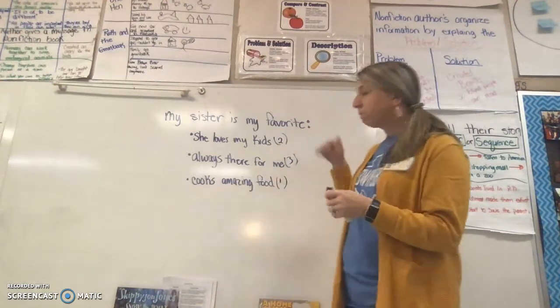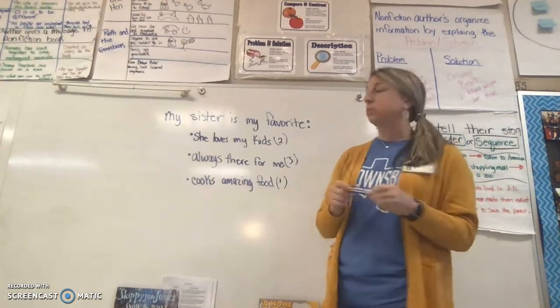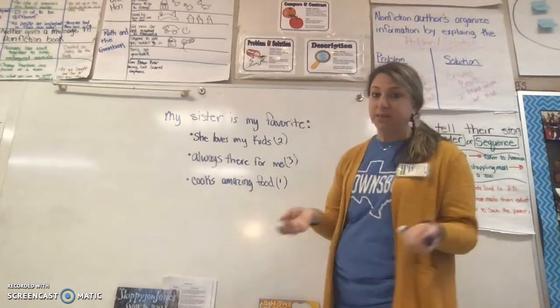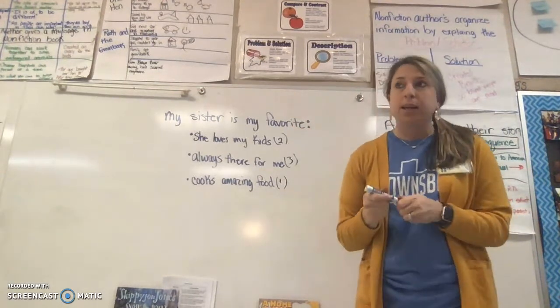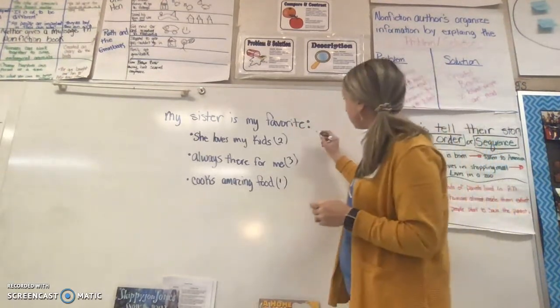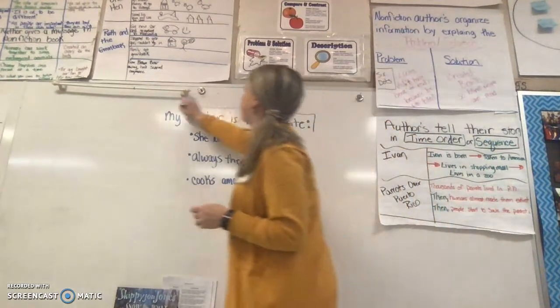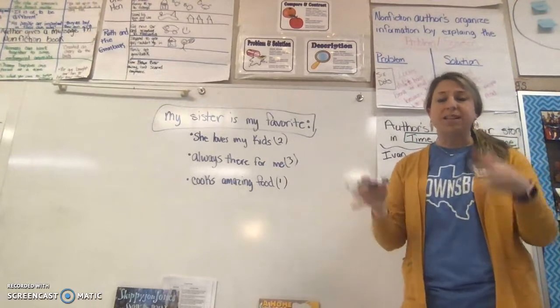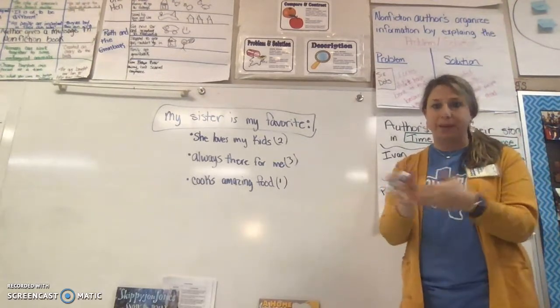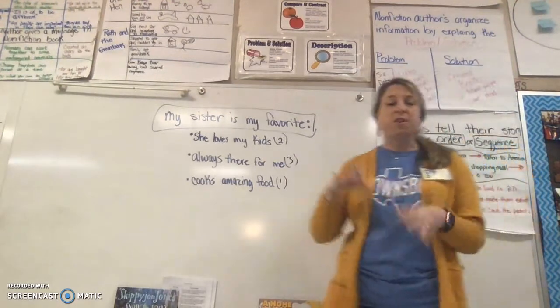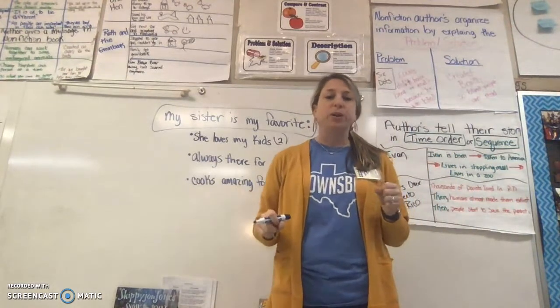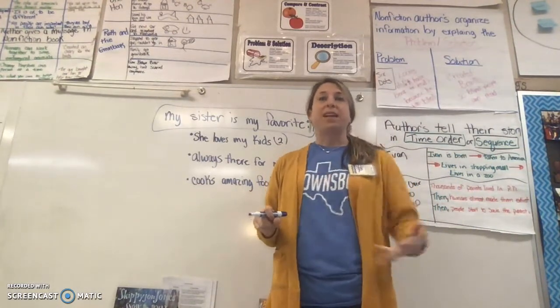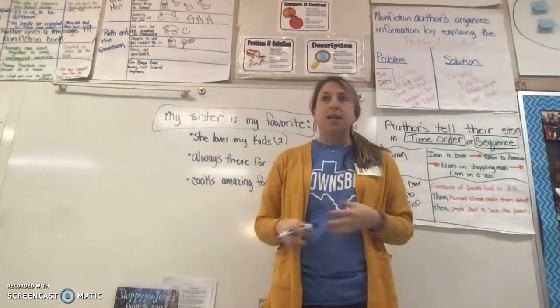So today, when you're planning your new story, you're on your notebook paper and these directions are on your assignment. The first thing you're going to do is come up with your box, which is your topic. Who or what is my story about? What is my opinion? My sister's my favorite. My favorite food is Mexican food. Family vacations are important to me.